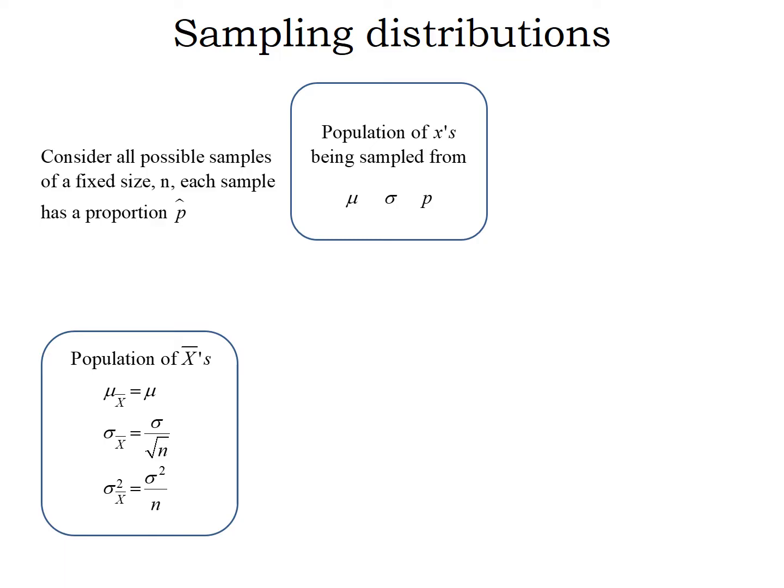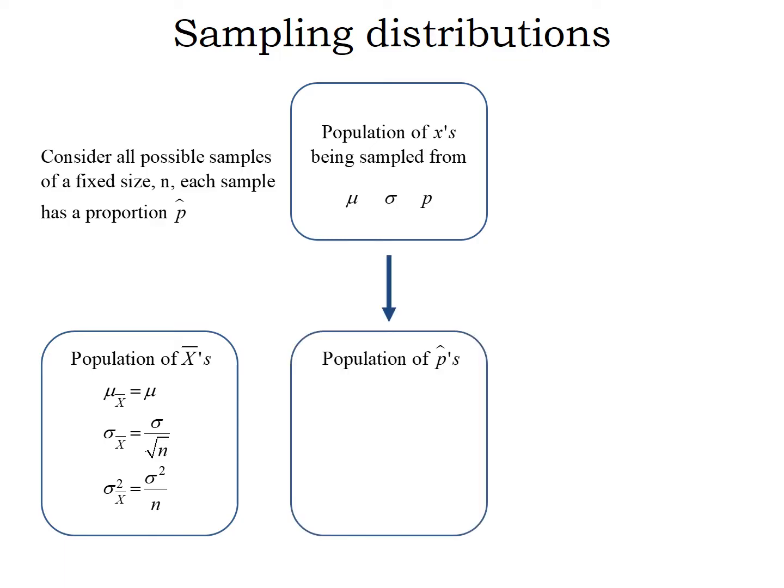And we take all the different proportions that we could get. Those proportions, those p hats, will form a population of their own. And again, this population will have its own set of parameters. And so the mean of the sample proportions is equal to the true proportion, the actual probability of getting what we want in the original population.